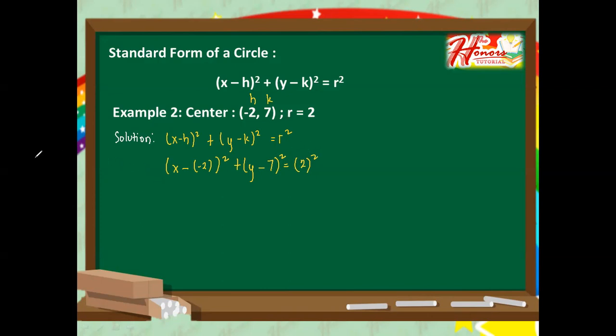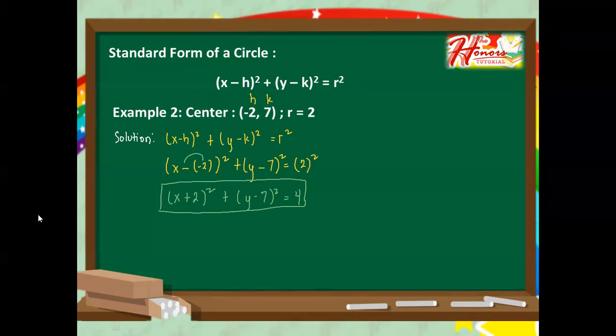Now let's solve. So we have here the quantity of x, and then as you can see here, we have negative times negative, that's positive. So plus 2 raised to 2. Plus, just copy y, the quantity of y minus 7 squared equals 2 raised to 2, that is 4. So we will not be proceeding in answering this. It is because it is already in its standard form. If we continue solving for this, then it will turn out to be the general form of a circle.